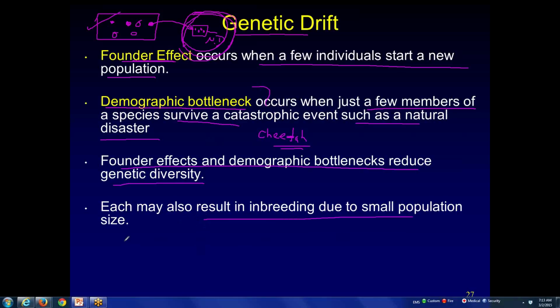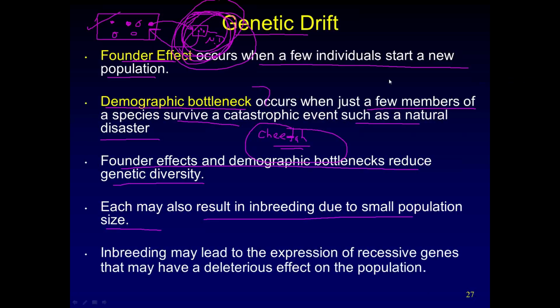Each may result in inbreeding due to small population size. This has occurred extensively in the cheetah population. There's been lots of incest in the cheetah population, lots of inbreeding. And, of course, there'll be a lot of inbreeding up here in this little patch of habitat at the top of the screen because it's so small. And the only way to avoid inbreeding is for some of the individuals to return back to the main piece of habitat. So genetic drift typically does not help populations.